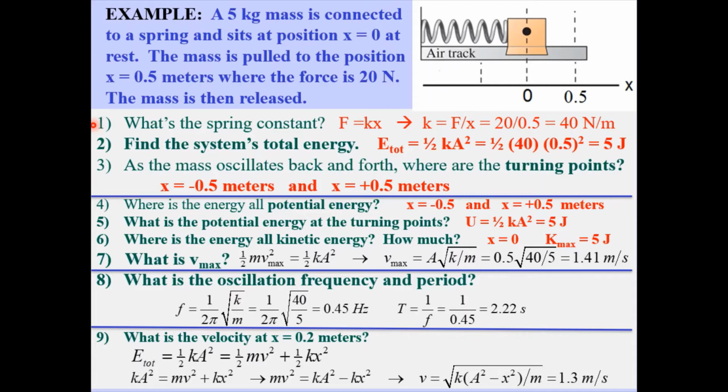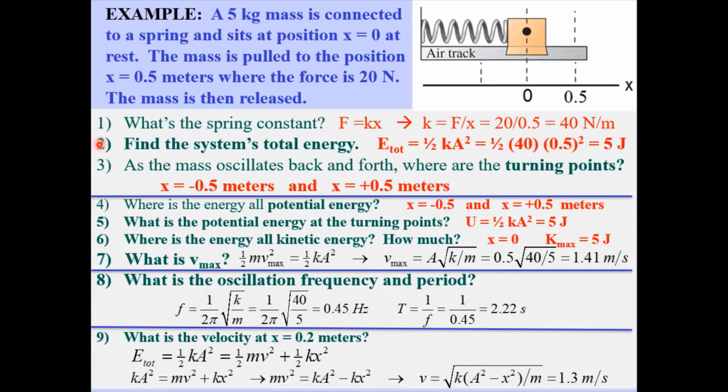The first one is sort of a review question for us. What is the spring constant? Well, remember, the spring constant is given from Hooke's law, F equals kx. So the spring constant k is the force F divided by x, the displacement. We were told that the force is 20 newtons when the displacement was 0.5 meters. So 20 divided by 0.5 is 40 newtons per meter. So that's our spring constant.